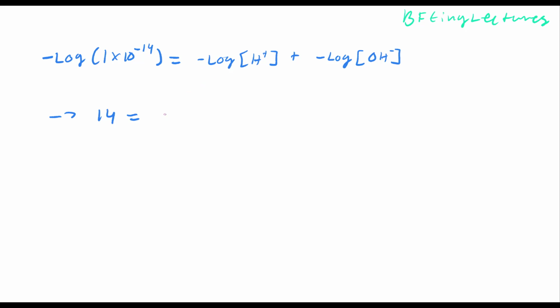So how did it get this P? Well, the P is just shorthand for the negative log. Whenever you think of pKa, just think of the negative log of the Ka, where small p is equal to the negative log. So that is the pH plus the pOH. That's what it stands for.